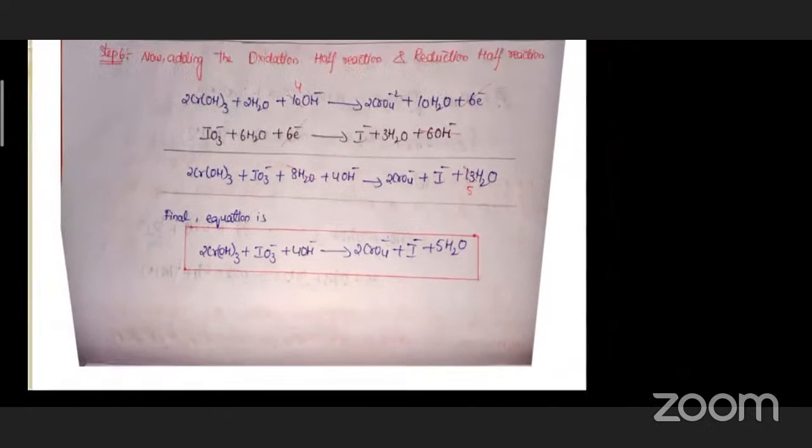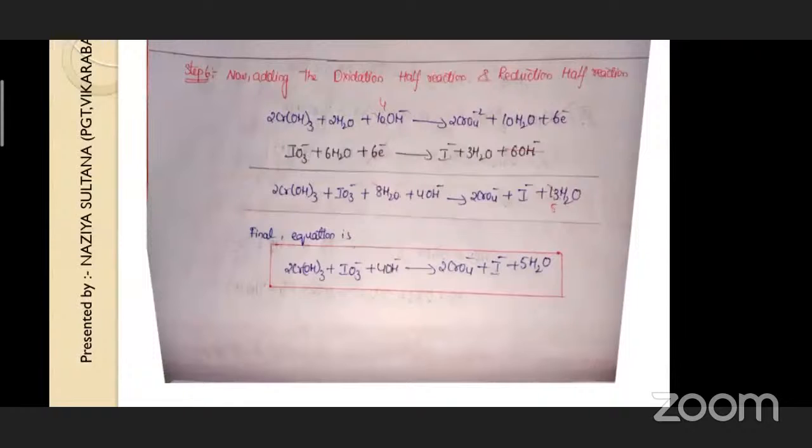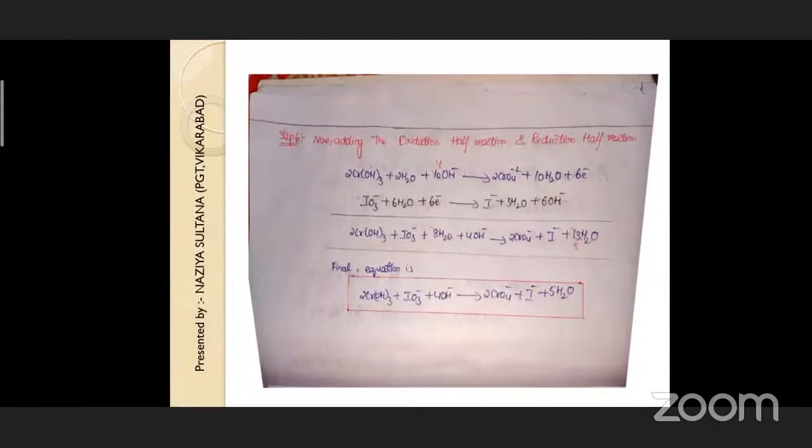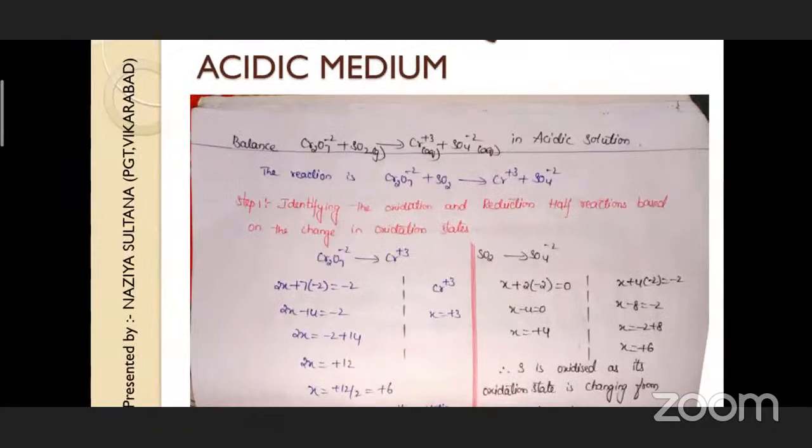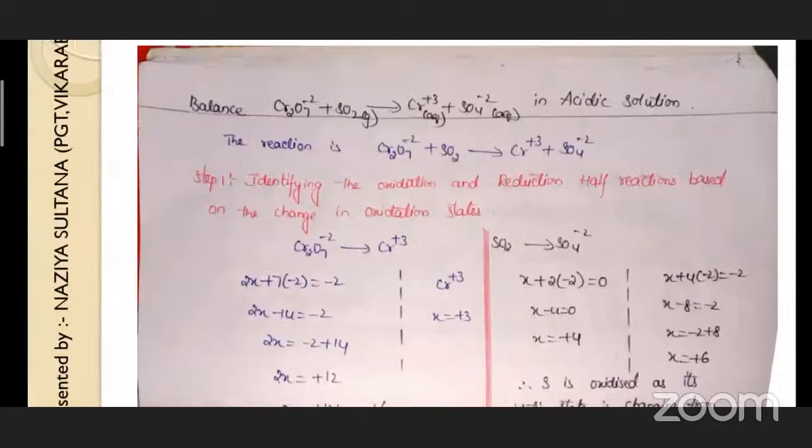Okay. So this is the entire process: how to balance the redox reaction in basic medium. Only a little care you have to take while balancing the hydrogens in basic medium. Next, let us see balancing of equation in acidic medium. This is very easy. Okay.